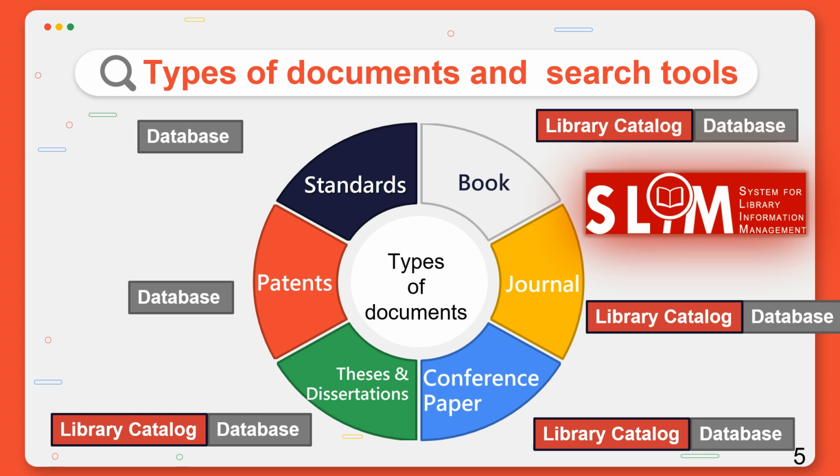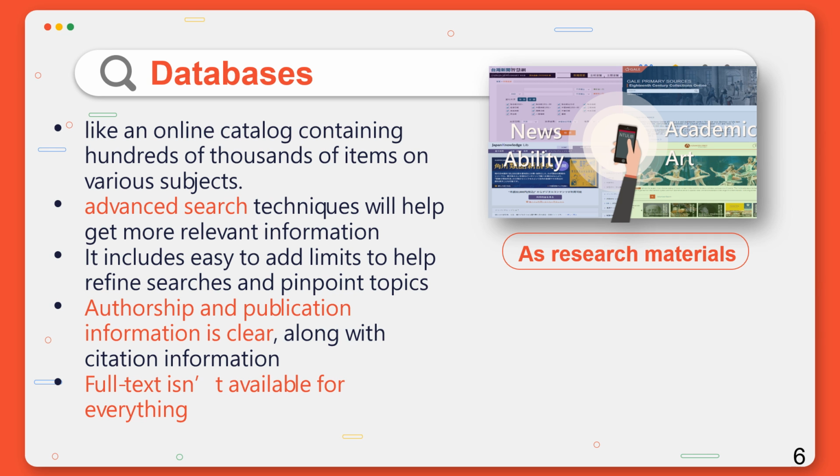Another tool is the database. Databases constitute the library's online resources. They often include abstracts and index the contents of academic journals from various publishers, as well as other types of publications like standards, reports, conference papers, and patents. A database functions as an intensive online catalog containing hundreds of thousands of items on various subjects. NTU Library subscribes to over 600 of them and gives you access to many critical subject-specific databases.